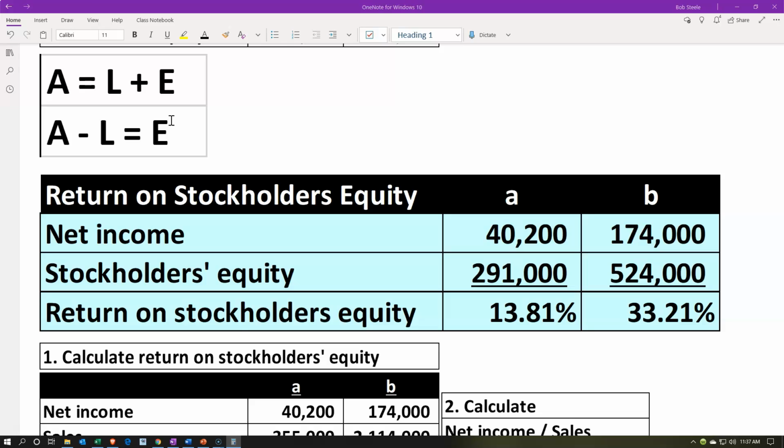You typically would want this to be higher because you'd want the net income to be going up with less book value necessary, like the investment of the owners. This is measuring the investment that the owners put in as opposed to third party type investments. So just assets minus liabilities, the owner investment. A gets the 13.81 and B has the 33.21, so it looks like B is doing better with regards to the return on equity.